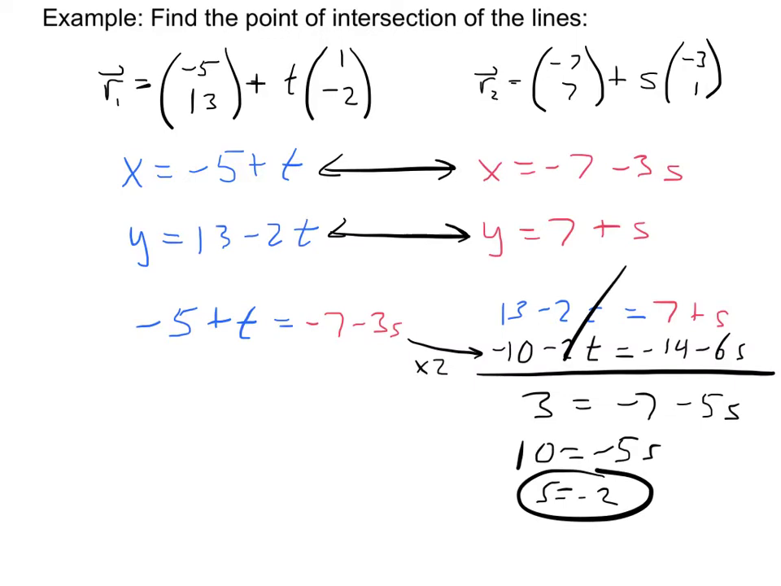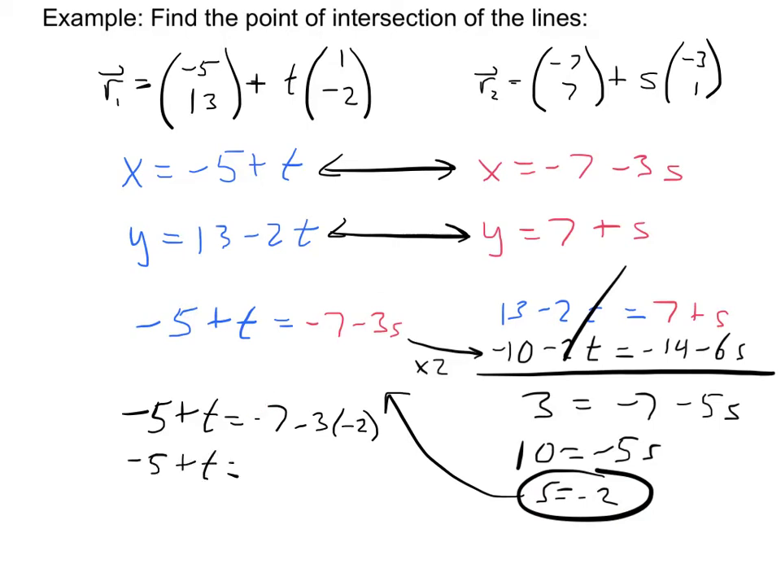What we do now is we take that and we plug it back into the other one to find out what the other time of intersection is. So now I have -5 plus t equals -7 minus 3 times -2. All I'm doing is just taking this value, plugging it into this other equation to bring it down.